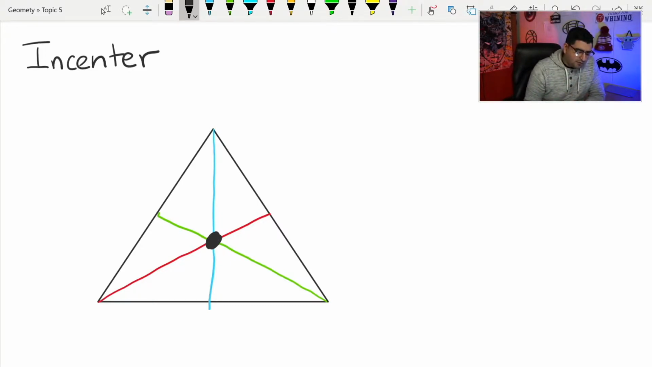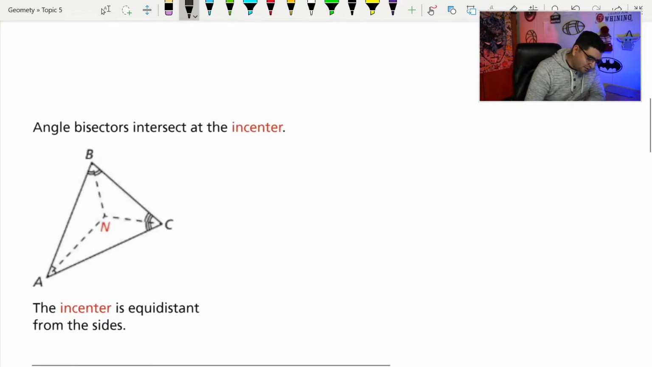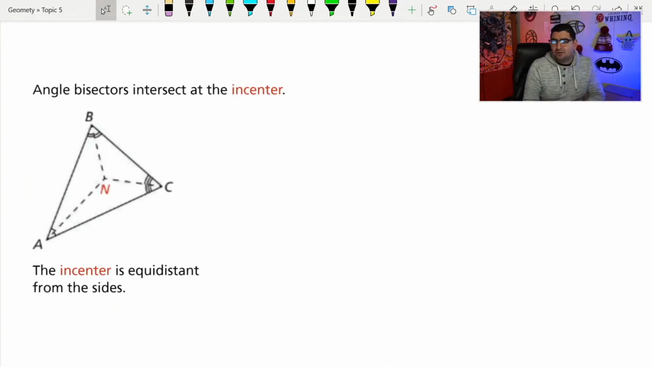Okay, so today we're going to focus on this point. We're going to look at how it affects the triangle in terms of which of these line segments are equal to each other. And then we're going to look at a couple problems that have to do with the incenter. So let's go ahead and start off by looking at a much nicer drawn picture of what the incenter is.